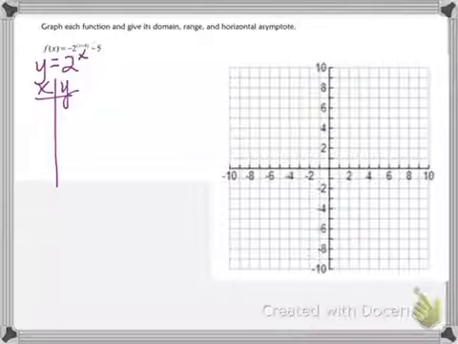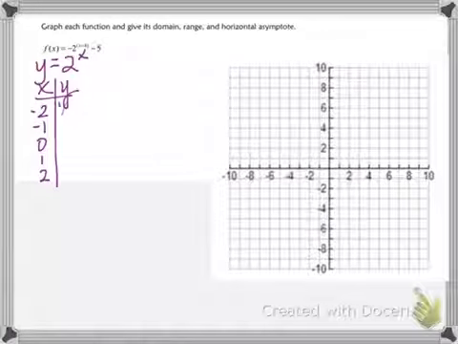To get a nice shape of the graph, we're going to choose -2, -1, 0, 1, 2, and that gives us 1/4, 1/2, 1, 2, 4.